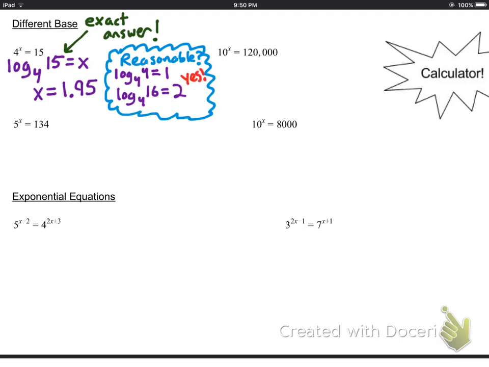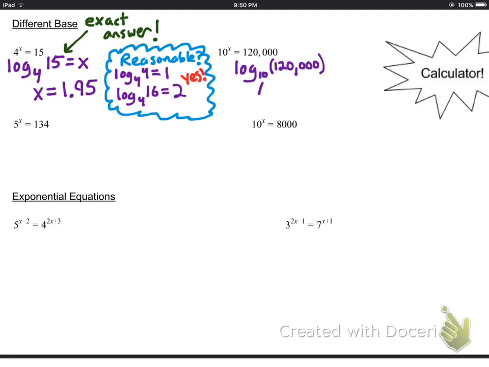Look at what we have. 1.95 is pretty close to 2, so I would say yes, our answer is reasonable. But like I said, the exact answer, and that will often be asked for on quizzes, is that first part. Make sure you write that down. Don't just write the decimal down.